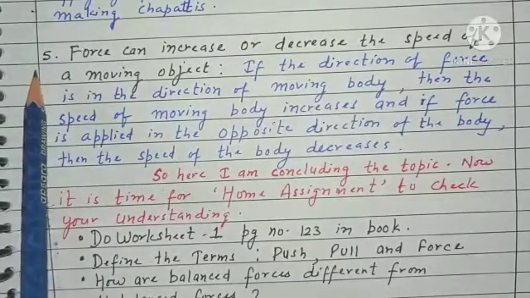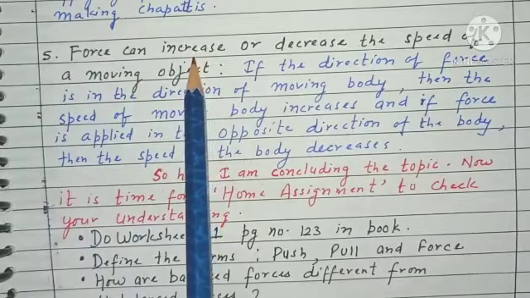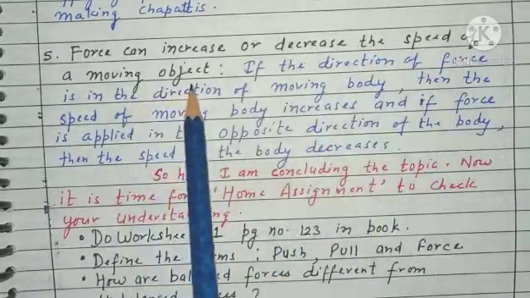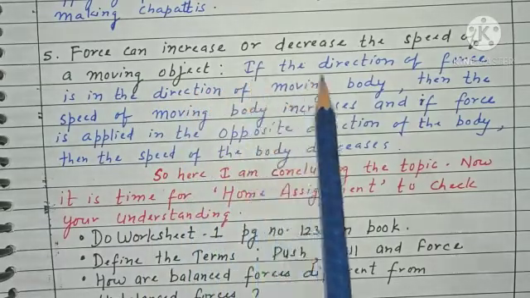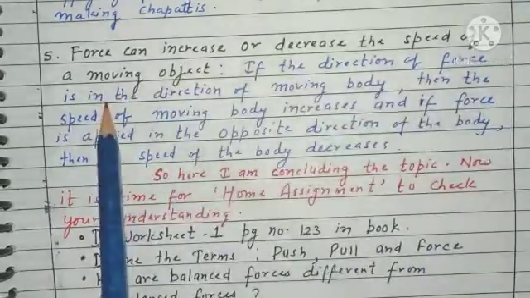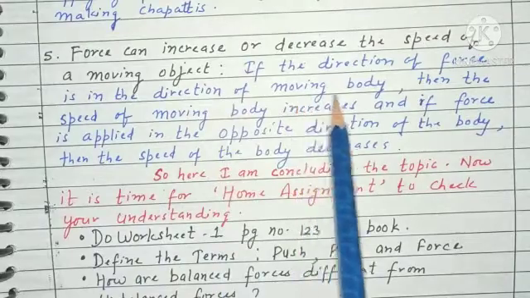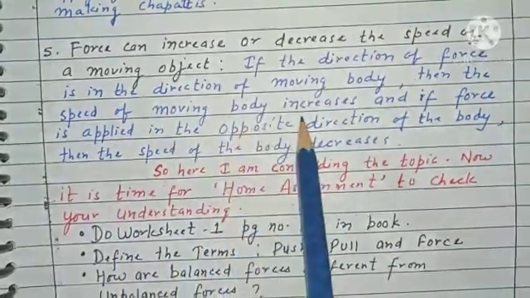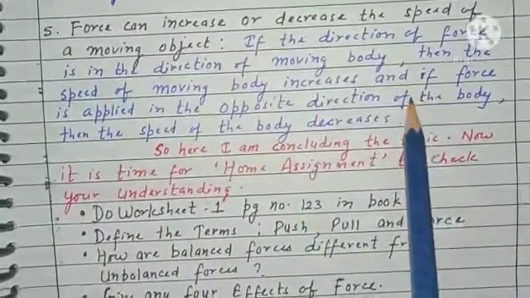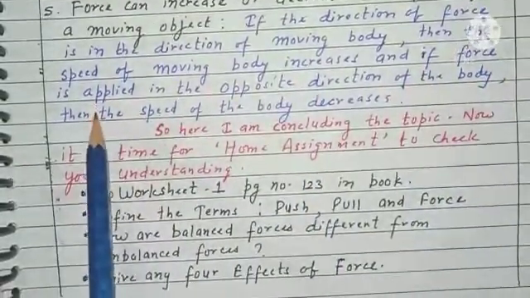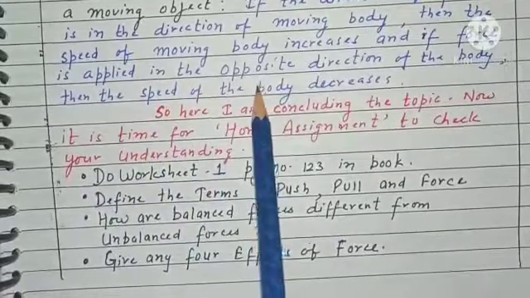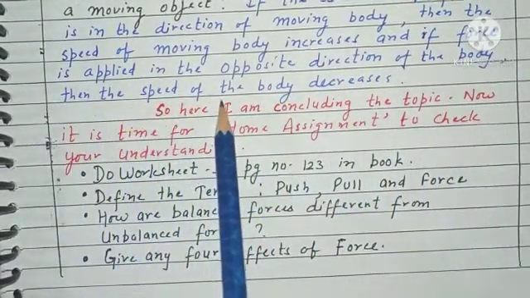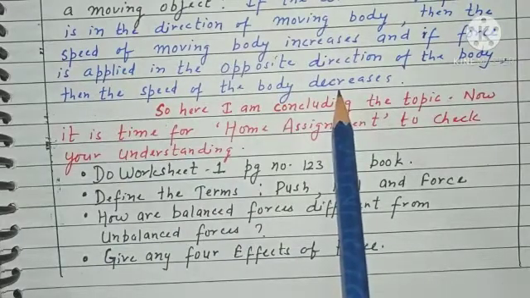The fifth effect is force can increase or decrease the speed of a moving object. If the direction of force is in the direction of the moving body, then the speed of the moving body increases. And if force is applied in the opposite direction of the body, then the speed of the body decreases.